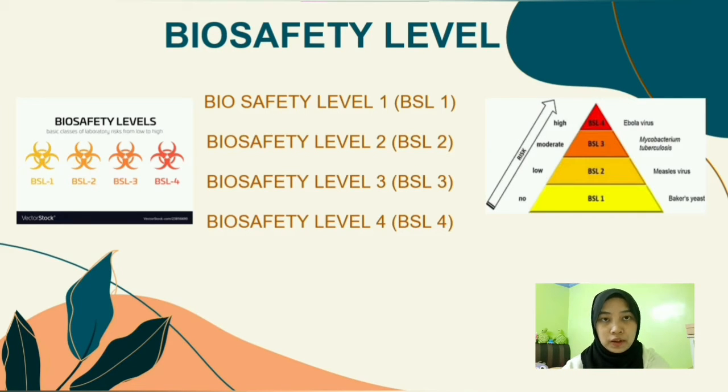Third is biosafety level 3. Biosafety level 3 entails working with native or exotic agents that could cause serious or potentially fatal infections if inhaled, as well as posing serious environmental danger. Examples are Brucella abortus, Yersinia pestis, and West Nile fever.